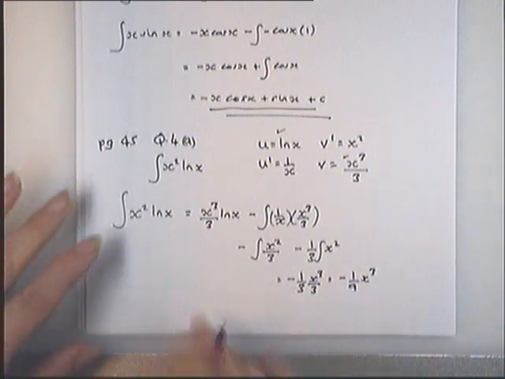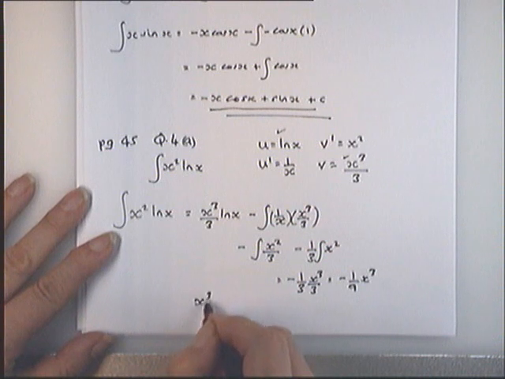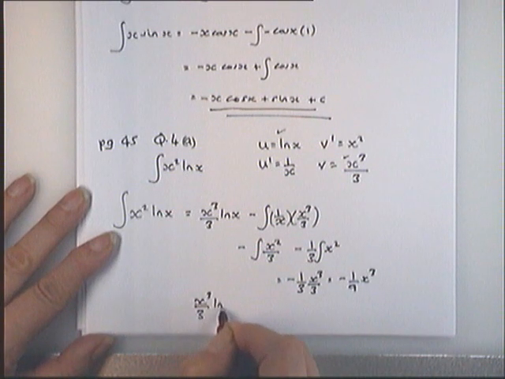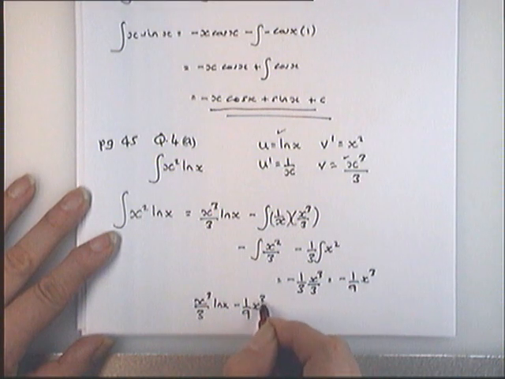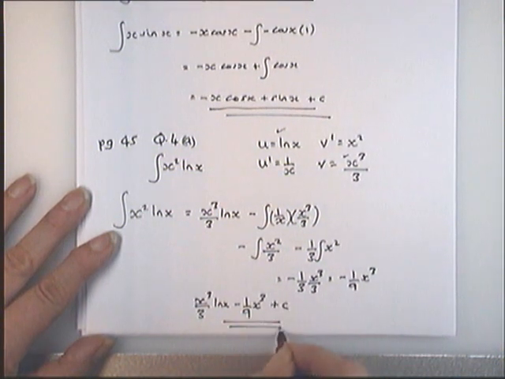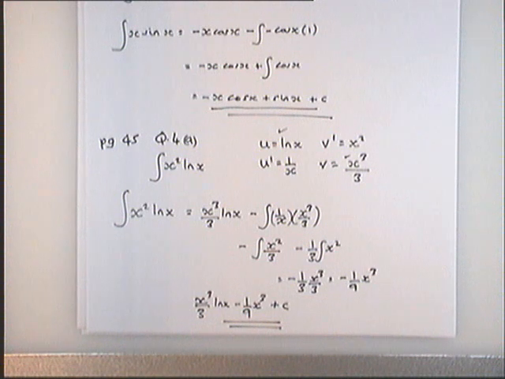So the whole integral becomes x cubed over 3 ln x minus 1/9 x cubed, and of course then plus c, because it's an indefinite integral. And that's how you integrate using integration by parts.